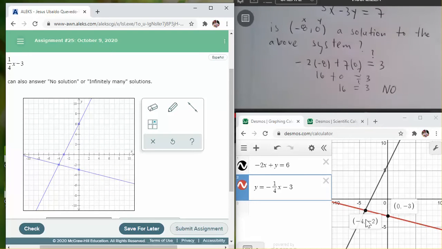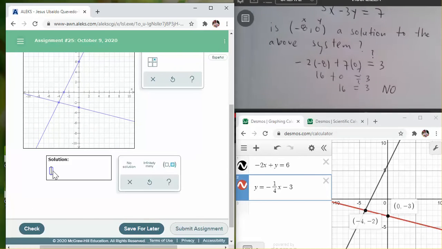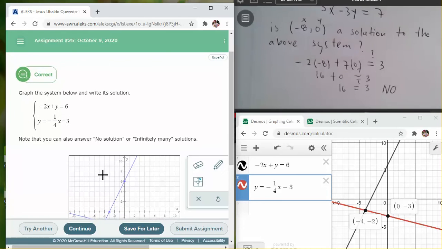So now I have the graph. The solution is the intersection, and we saw that the intersection is negative 4, negative 2. So the solution is the point negative 4, comma, negative 2. Check. Wow, nice.